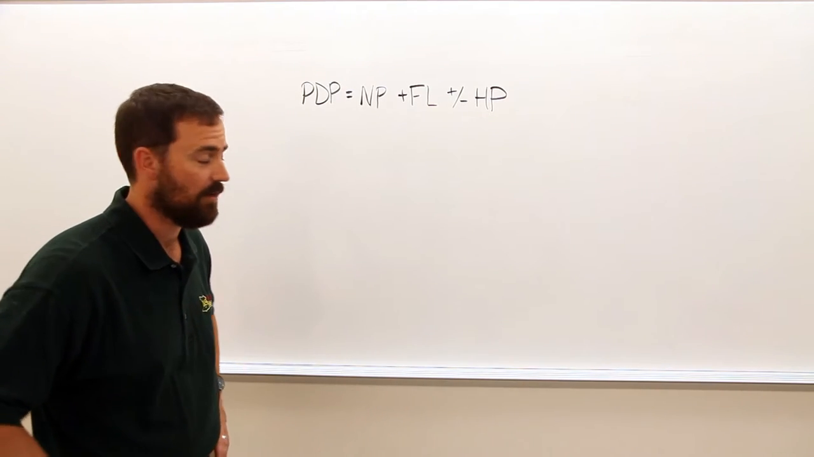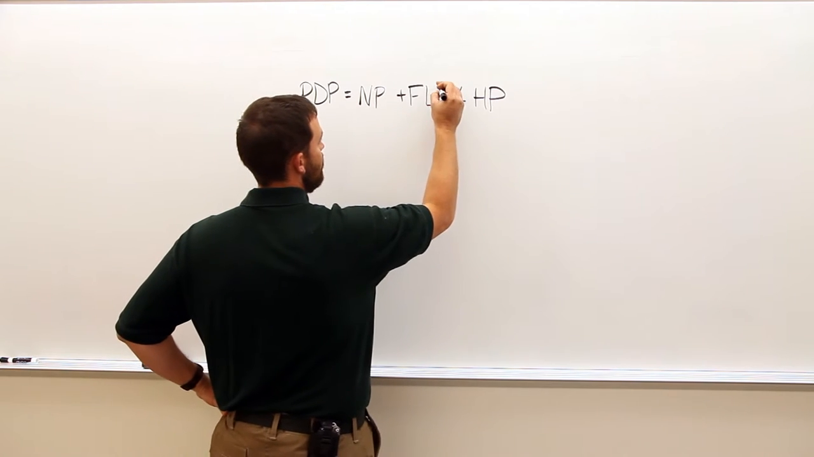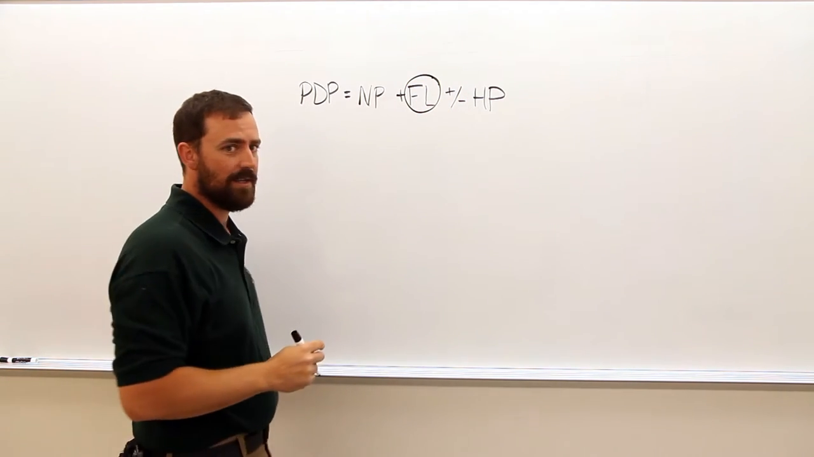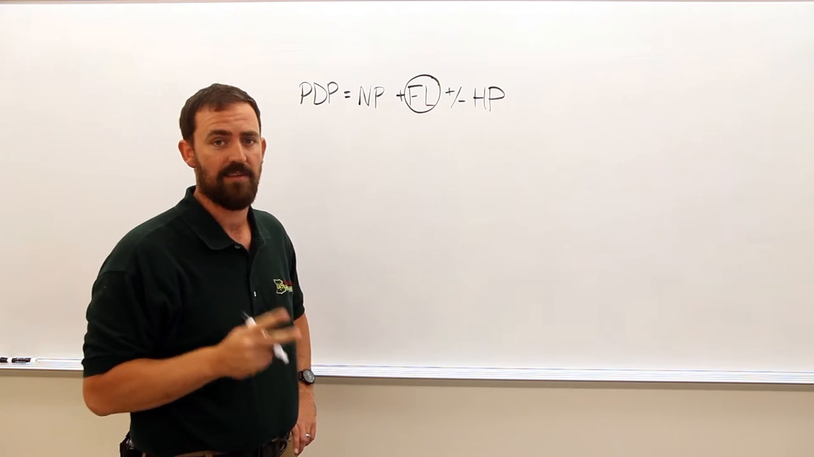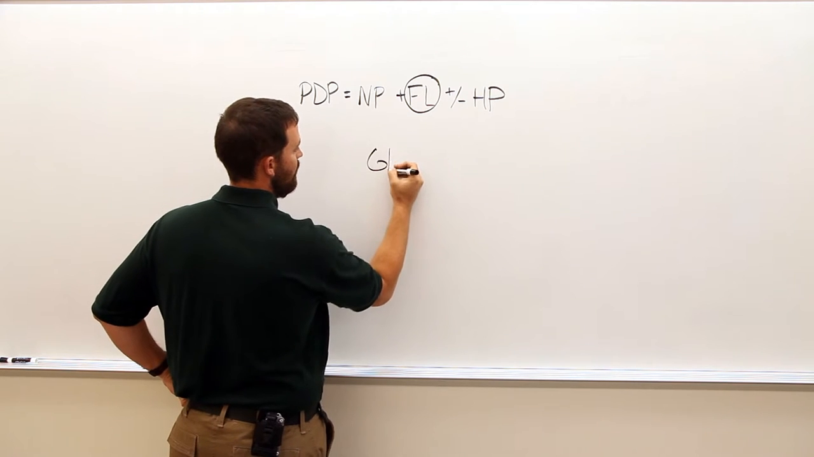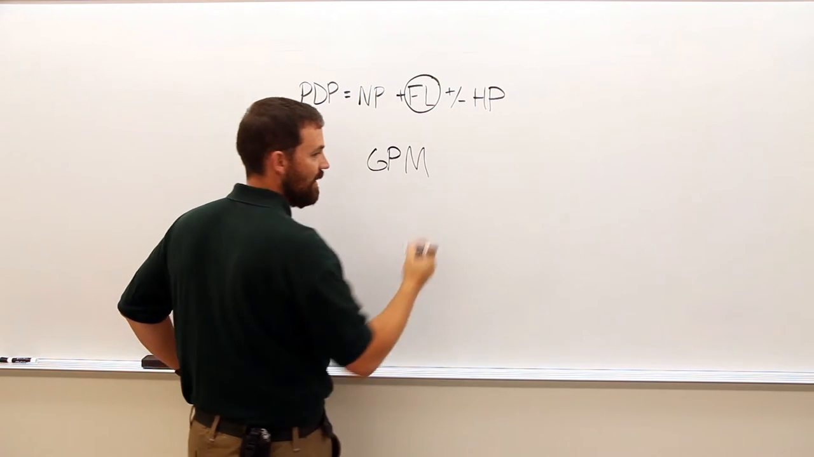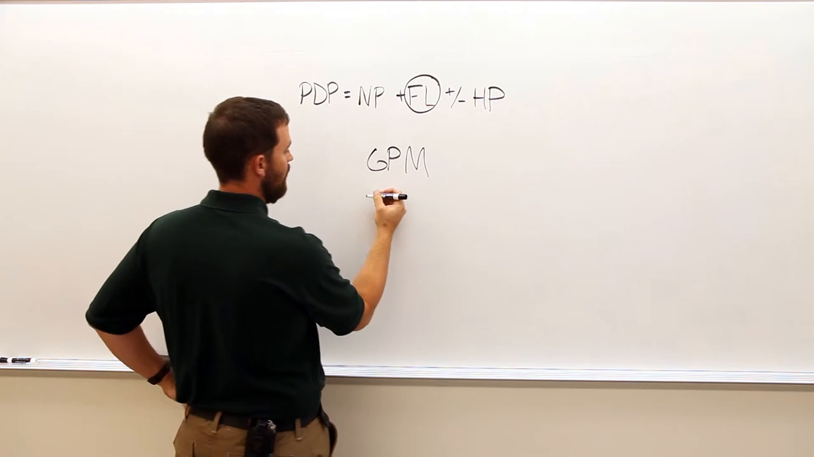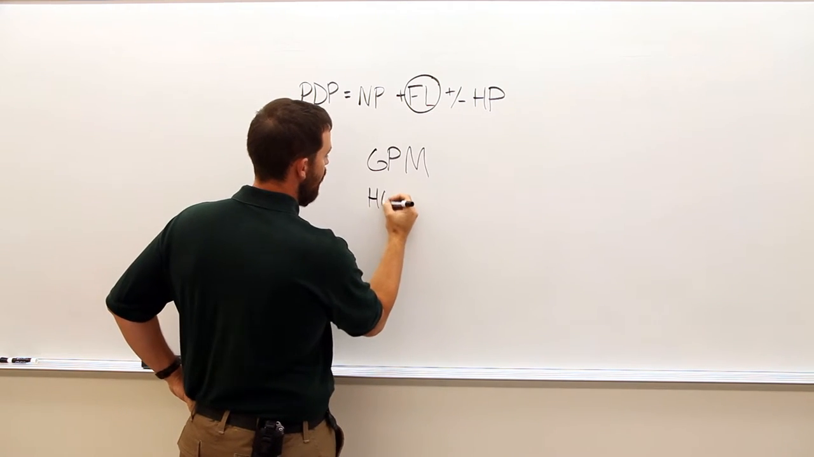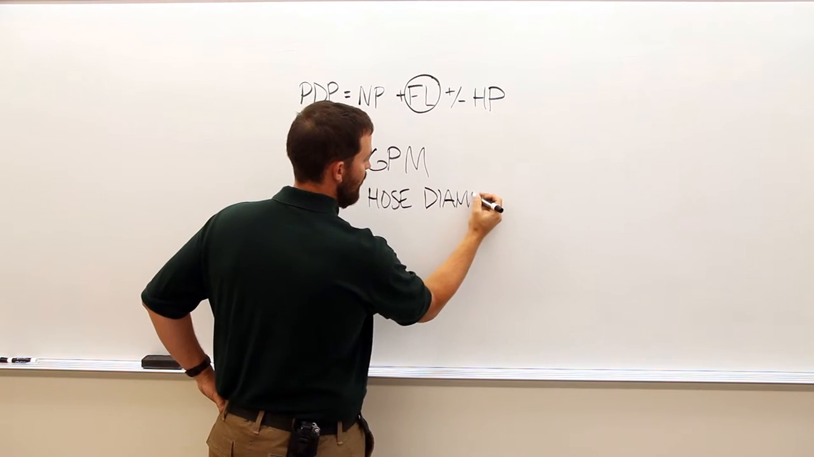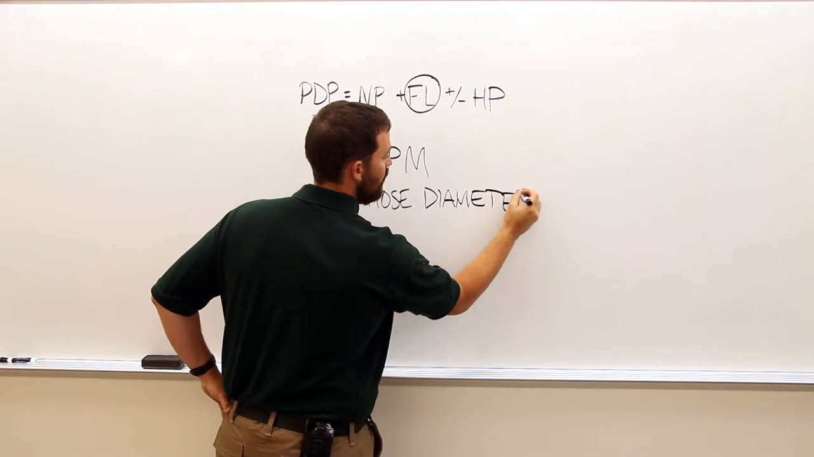The next piece of the equation is friction loss. This is the part that scares most people. But we really only need two pieces of information to determine the amount of friction loss we're going to have. First is the amount of flow that we're trying to get through the hose lay, the amount of water that needs to get out the other side. Next is the hose diameter, the size of the hose that we are trying to push the water through.